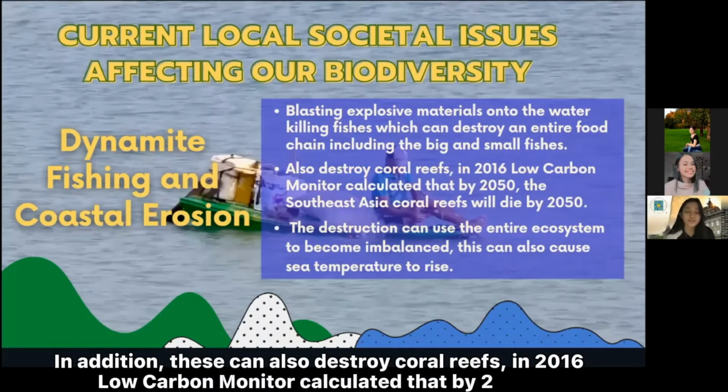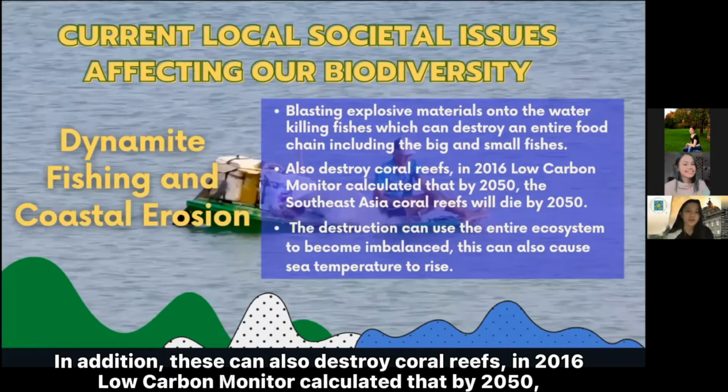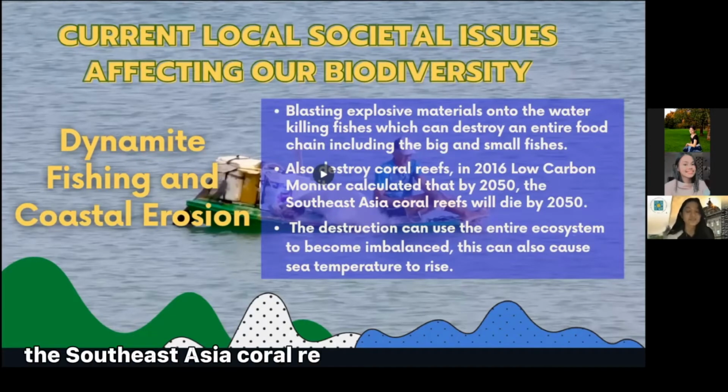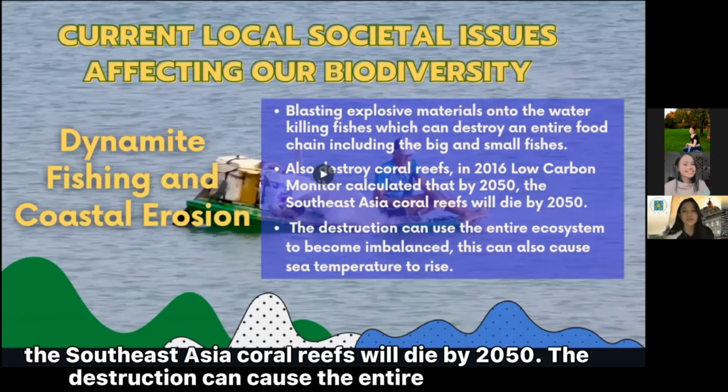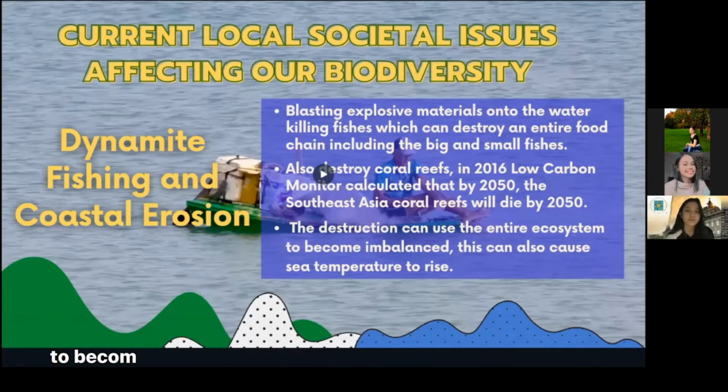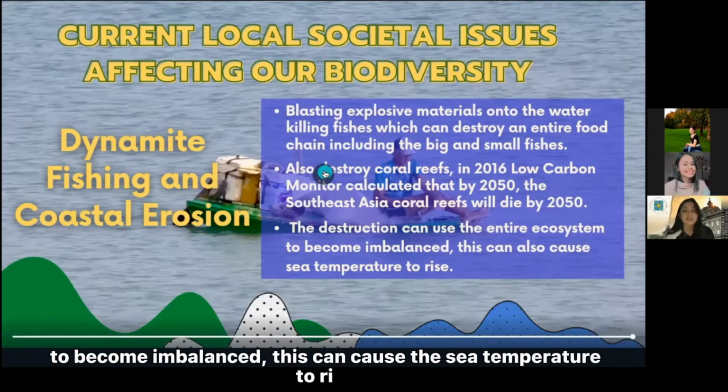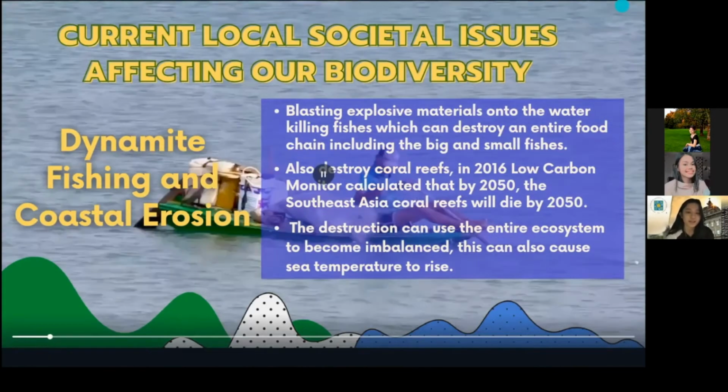In 2016, Low Carbon Monitor calculated that by 2050, the Southeast Asia coral reefs will die. This destruction can cause the entire ecosystem to become imbalanced. This can cause sea temperature to rise.